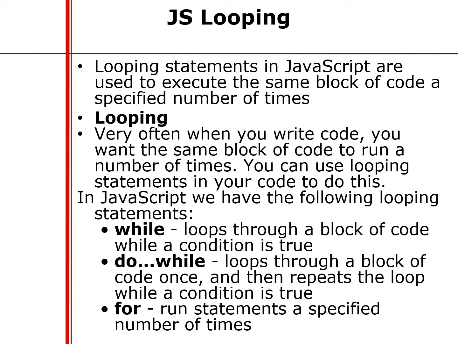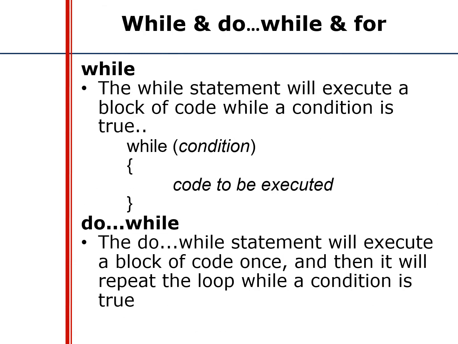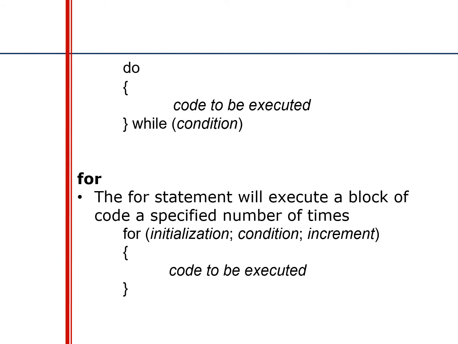In JavaScript, we use three types of loops: while, do while, and for loops. A while loop goes through a block of code while a condition is true. When we discuss the do while loop, it goes through a block of code once, then repeats the loop while a condition is true or false. A for loop runs a statement a specified number of times, starting from the beginning. Increment and decrement are also considered so that the loop can be executed further.